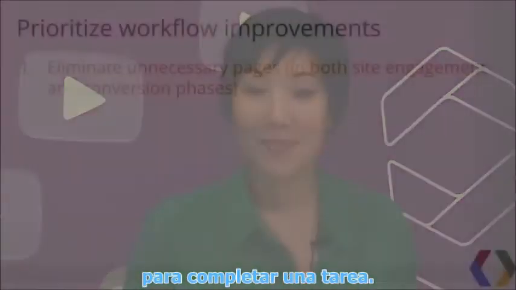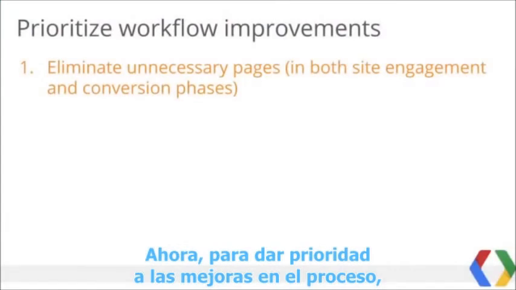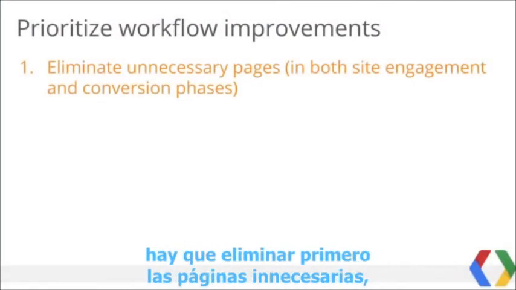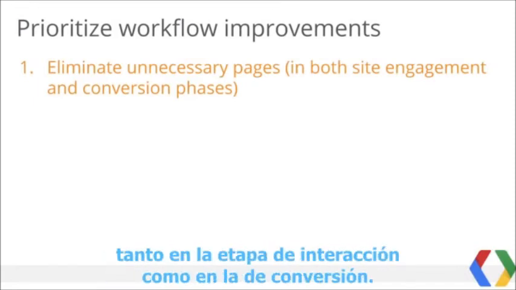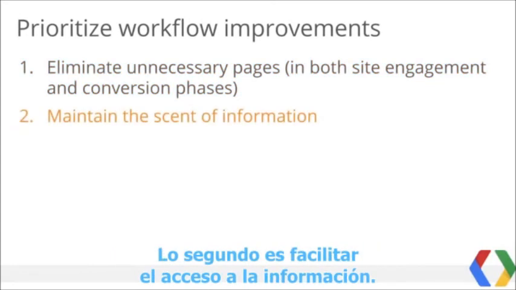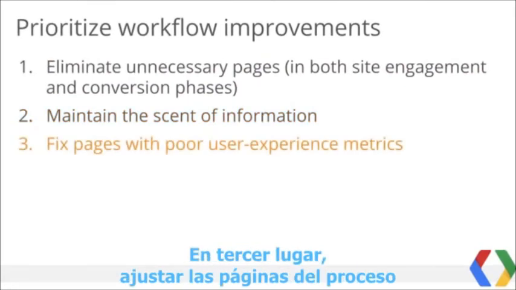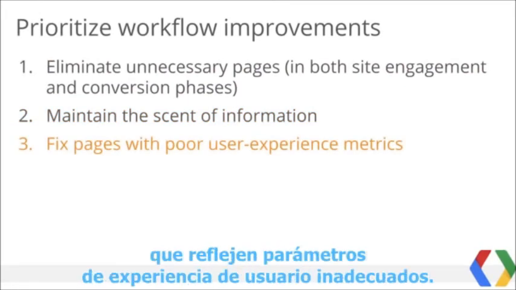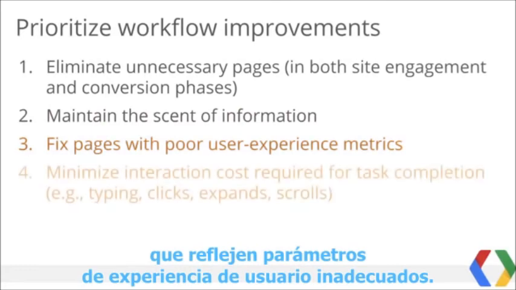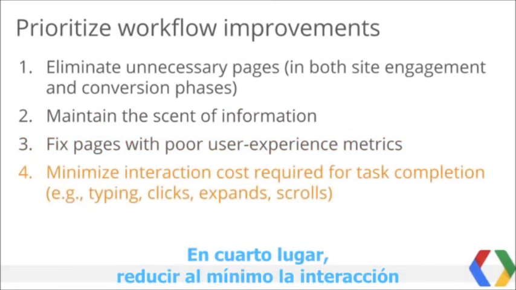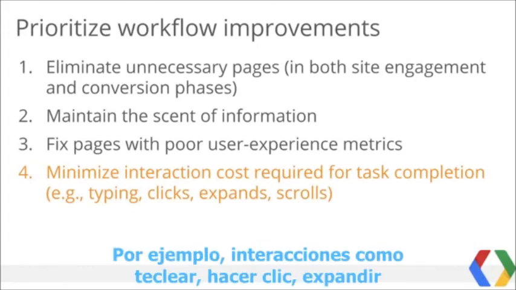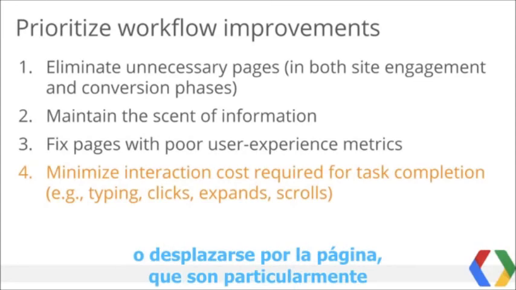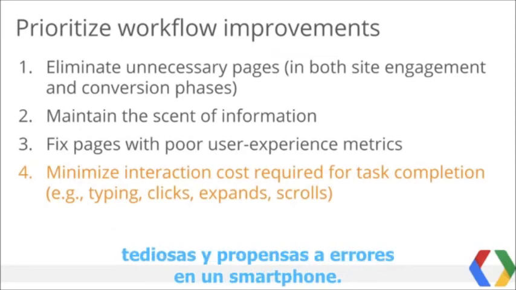for task completion. Now, to prioritize improvements in the workflow, first eliminate any unnecessary pages. Check for extraneous steps that can be merged or removed in both the site engagement and the conversion stage. Second, maintain information scent. Third, fix the remaining pages in the workflow that show poor user experience metrics. Fourth, minimize user interaction cost throughout the task. That's interactions such as typing, clicks, expands, and scrolls, which are particularly tedious and error-prone on smartphones.